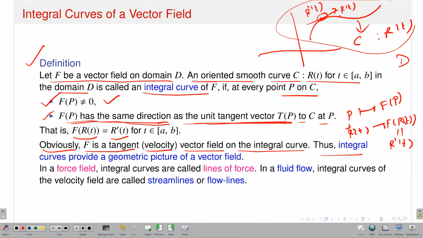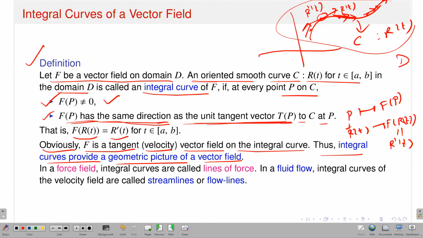Okay. So, thus integral curves provide a geometric picture of a vector field. So, what vector am I associating at each point in the curve? If I take this point, this is the one. So, at each point of my integral curve, I am associating a vector which is nothing but the tangent vector.